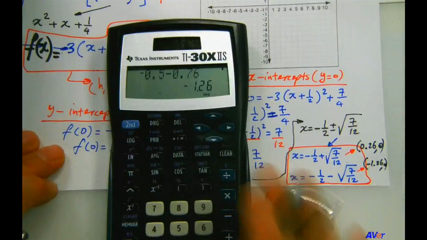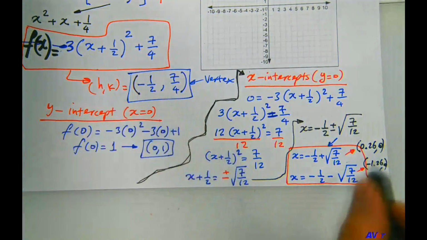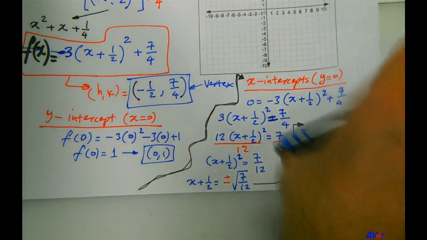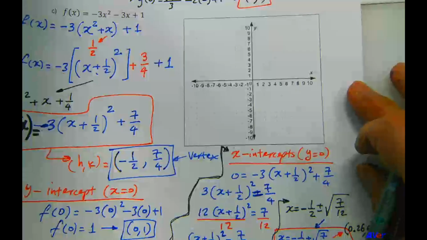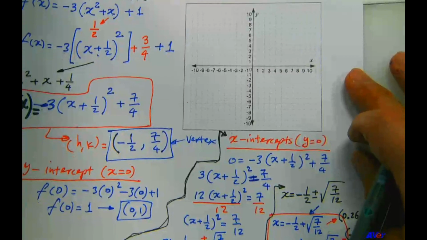Sorry, that's really in the corner. Okay, so we have the x-intercepts, the y-intercept, the vertex, and we have all the information we need to graph this equation. I'm trying to keep everything on the screen as much as I can.